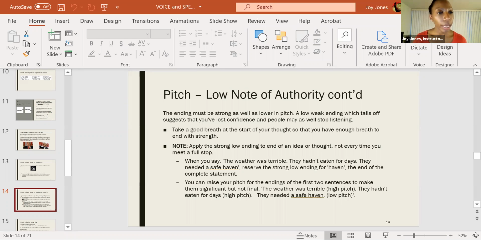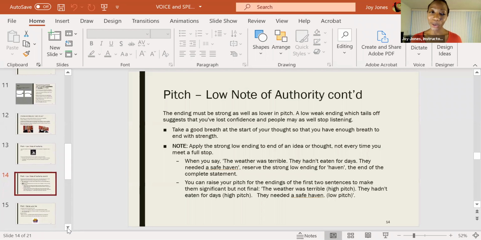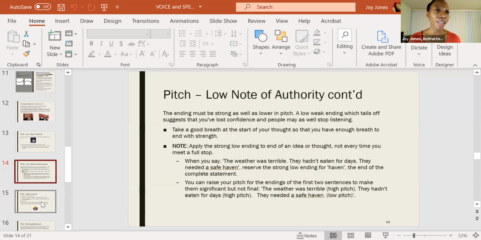Yes, lovely. Thank you. And again, the notion is just that you don't, if you say the weather was terrible, they hadn't eaten for days, they needed a safe haven, then it becomes a little bit of the William Shatner that Ben was talking about. And then we sort of have to start it all over again. But if you save it as Olivia did, then we know when you're done, like a good news story.